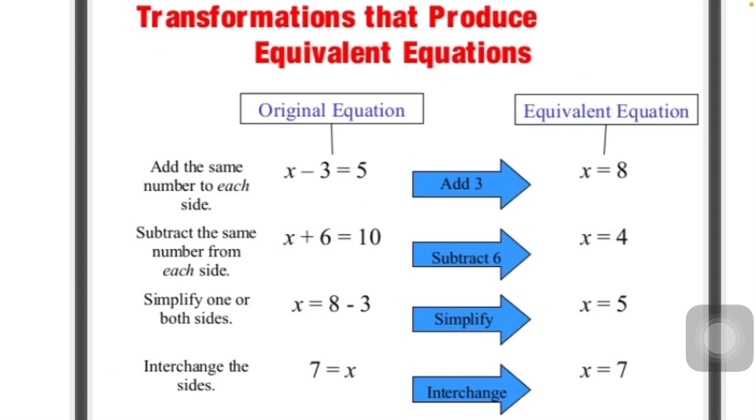And the second last, you can see x equals 8 minus 3, so it will straight away give you x equals 5. And the last one, 7 equals x. So here you can write it as x equals 7. I hope this will be understood by both of you, that this method is about finding the solution, finding the value of the variable in an equation.